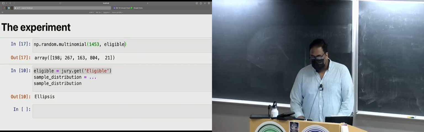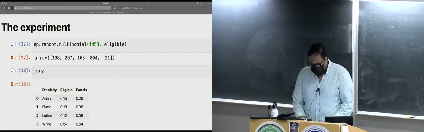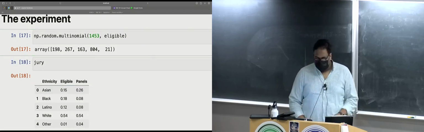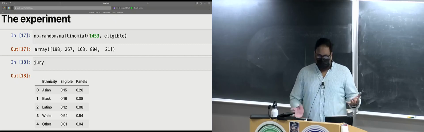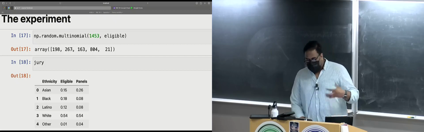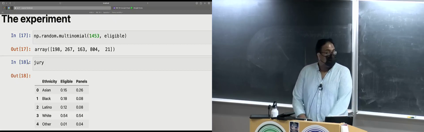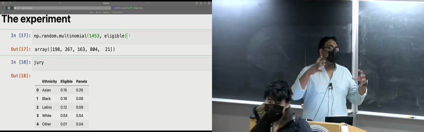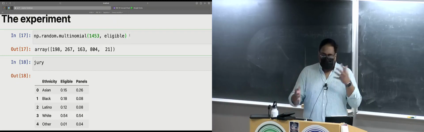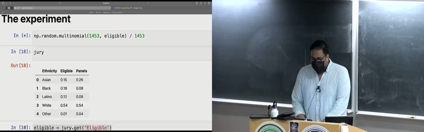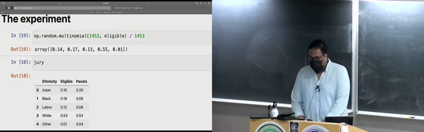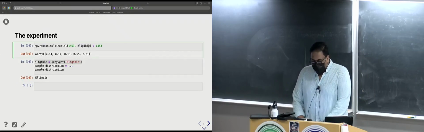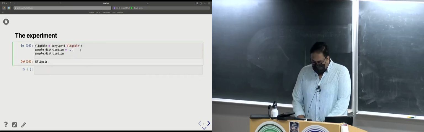series. And so this is telling me that, recall, the first category was Asian. So in this sample of 1,453 people, 198 were Asian, and 267 were Black, and so on and so forth. Now, for the TVD to work, our distributions need to be in terms of proportions, meaning that all of the values are between 0 and 1, and they add up to 1. So I just need to divide by the number of people I've selected. So now when I divide by 1453, this adds up to 1. So my sample distribution is then just this.